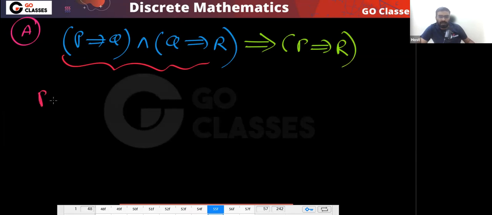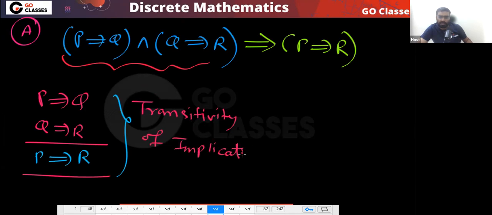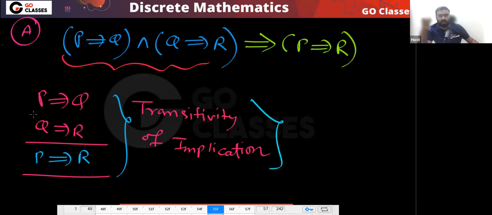Like you already know, if P implies Q and Q implies R, then definitely P will imply R. This is called transitivity of implication. So this is very simple. But in the GATE exam, you might be thinking, sir, if I don't focus on transitivity, then how can I solve this question? If I don't focus on this point, you can still solve it very easily.